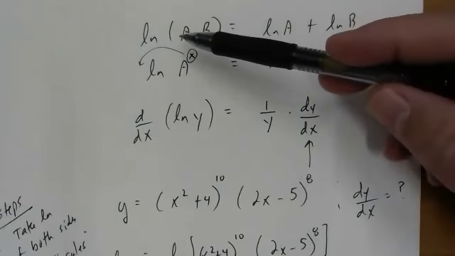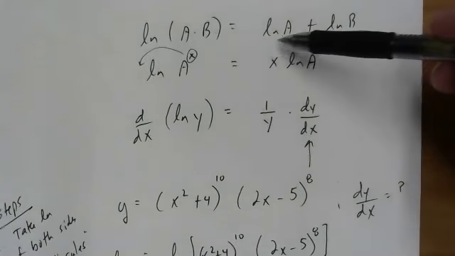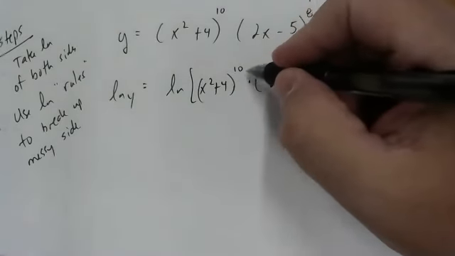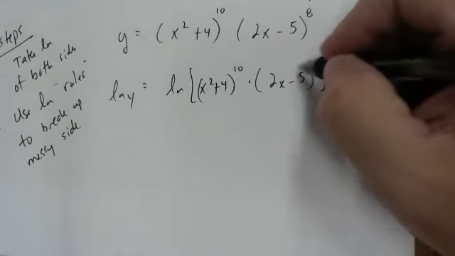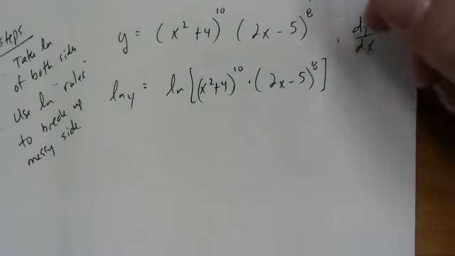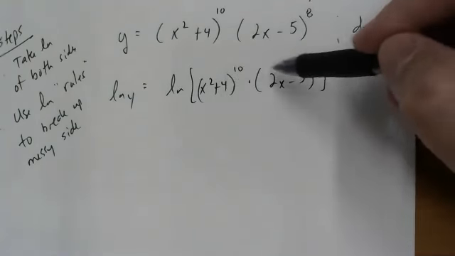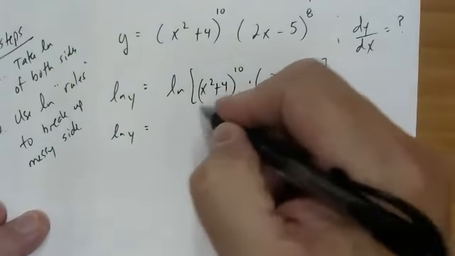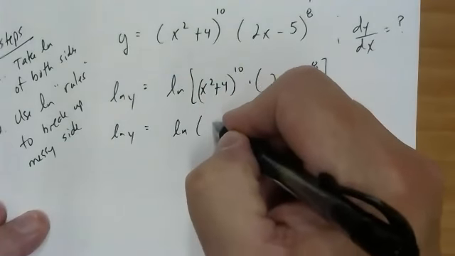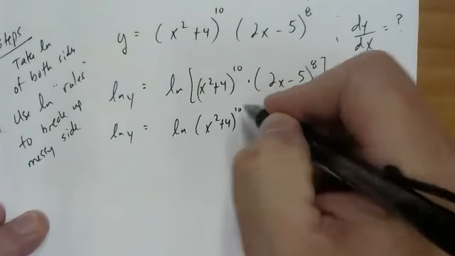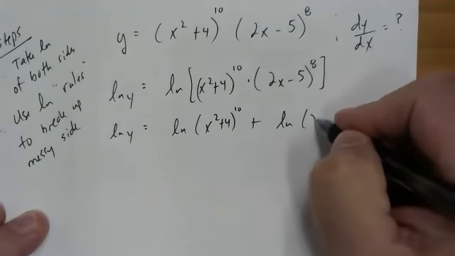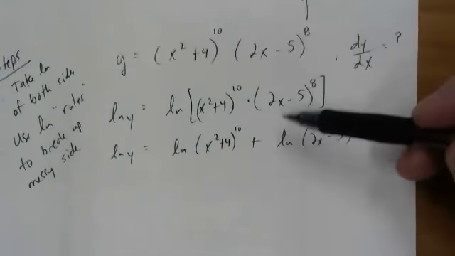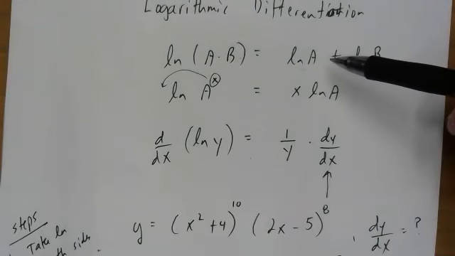first of all, this log rule: when you have things multiplied inside a natural log, you can break it up. So what I'm going to do is think of this first parenthesis and the second parenthesis like separate functions. And because they're multiplied together and inside the natural log, I can break them up. So it's going to be natural log of x squared plus 4 to the 10th plus natural log of 2x minus 5 to the 8th. All right, so I simply applied this rule that I reviewed up here.